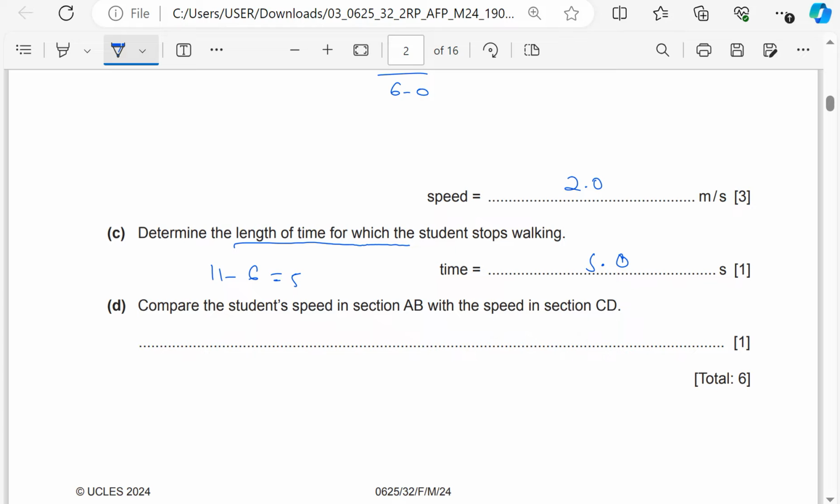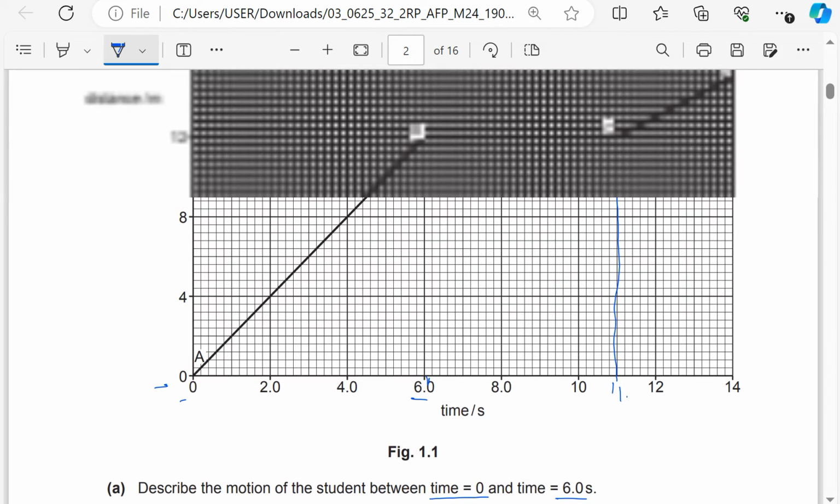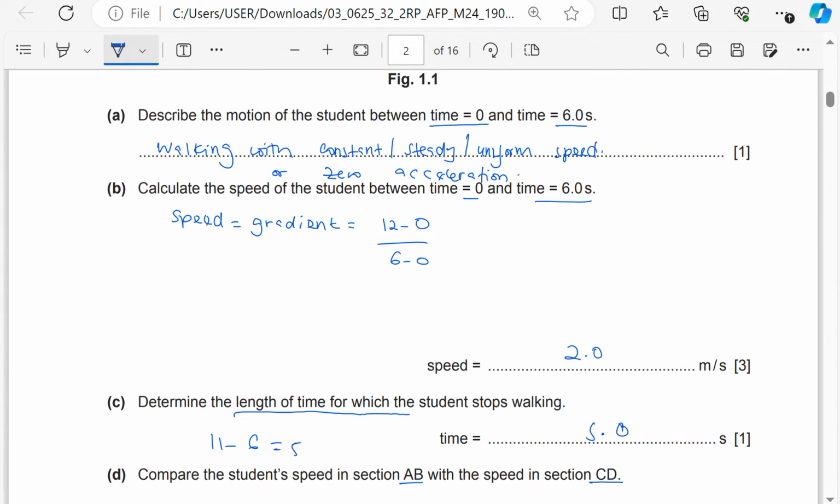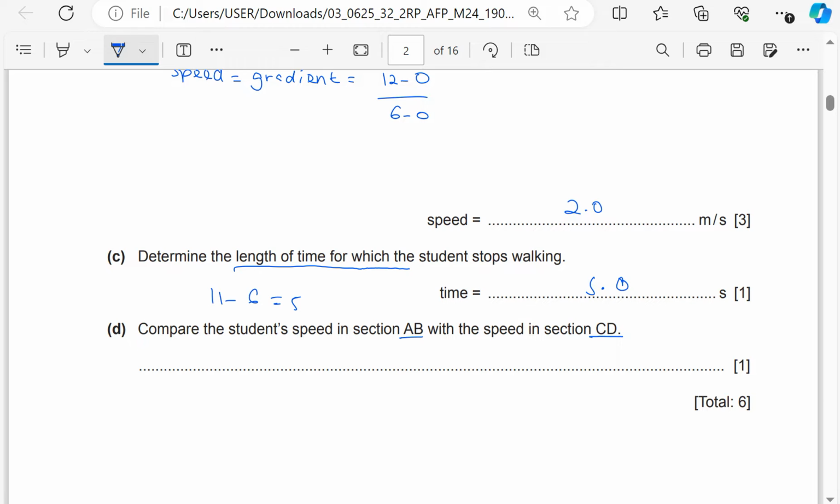Then compare the student's speed in section AB with the speed in section CD. When we compare the gradient of AB and the gradient of CD, we notice that CD is closer to the horizontal than AB. In other words, AB is steeper than CD. That means the speed along AB is higher than the speed along CD. So I'll say the speed is faster in AB.